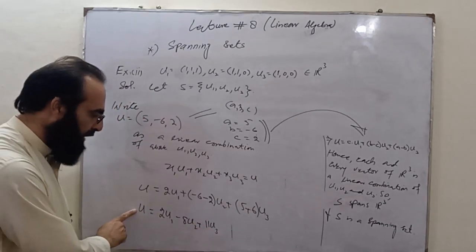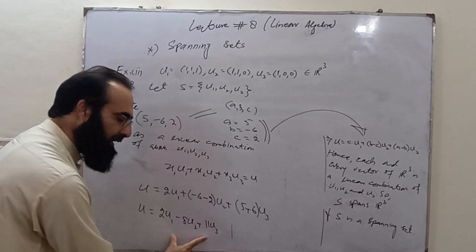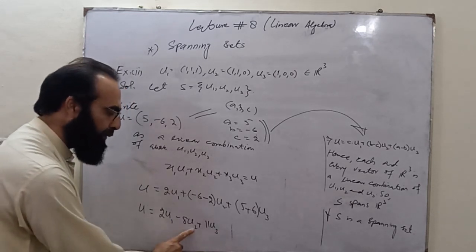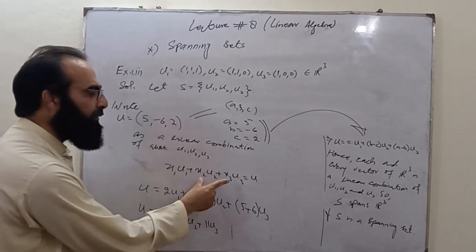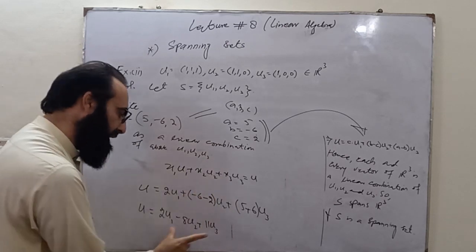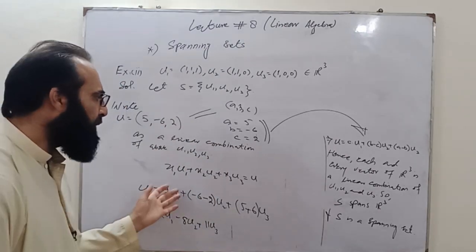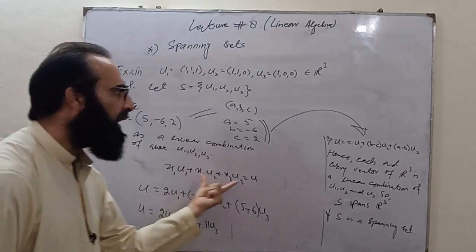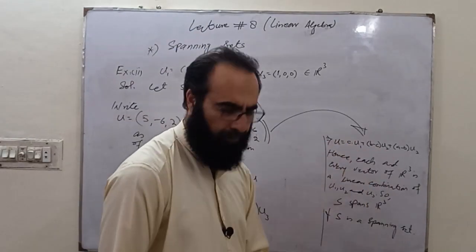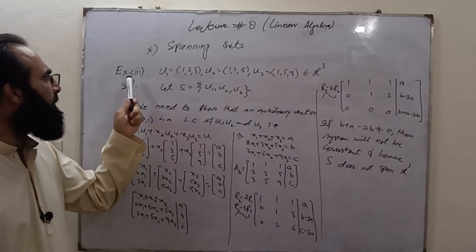So u can be written as this linear combination of u1, u2 and u3. If you solve this equation, you will get this result. So you can follow either this way or this equation.